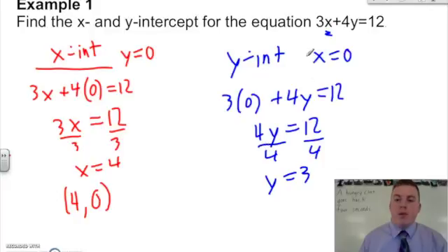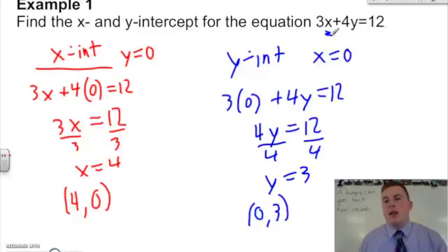So if we wrote our ordered pair, this time our x value was 0, and our y value would be 3. So that's what you would need to do if you're asked to find the x and y intercept and you're given an equation instead of a graph. If you're doing it from a graph, you can just look and pull it off of that graph.